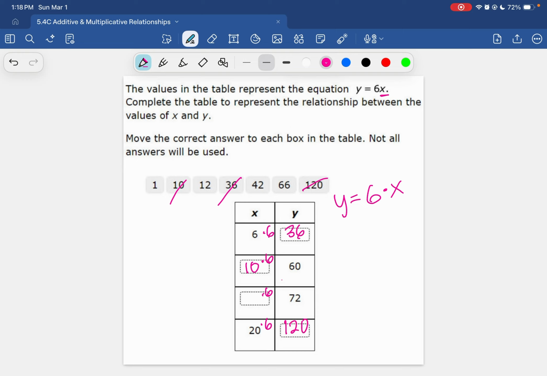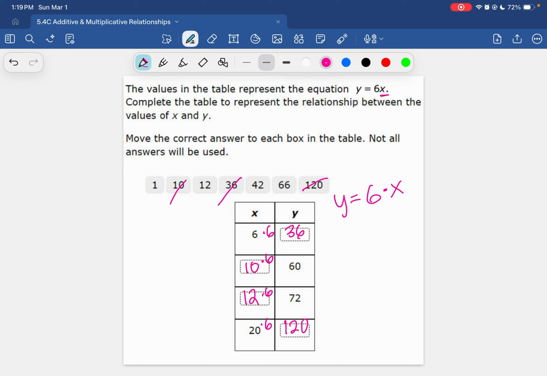Now we save the best one for last. Okay, so 6 groups of something to give 42. So even if you're struggling with times tables, the only one that makes sense is 12. You can double check it, 72 divided by 12, or add 12 6 times. It's totally up to you. Surely you know that 6 groups of 42 is nowhere near 72, and 66 doesn't even make sense.